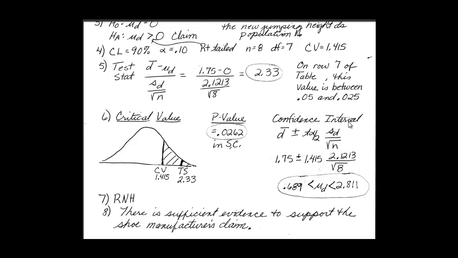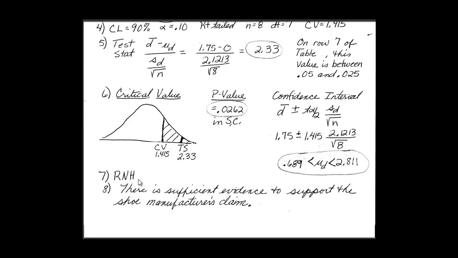When we do the confidence interval, we're plugging in our average difference plus or minus our critical value times our standard deviation divided by the square root of our sample size. We came up with a lower limit of 0.689 inches, an upper limit of 2.811 inches. So all three of those methods support that we are going to reject the null hypothesis. There is sufficient evidence to support the shoe manufacturer's claim that his shoes are effective in increasing and improving the jumping height of athletes.